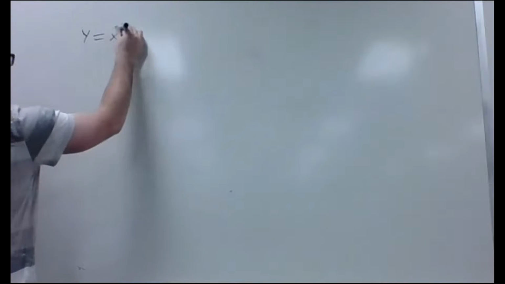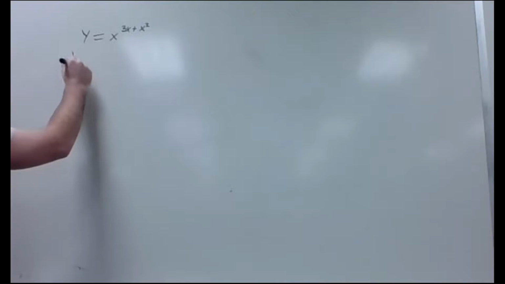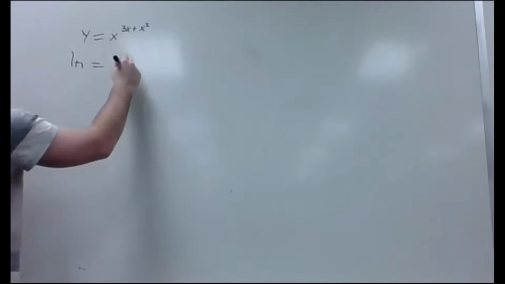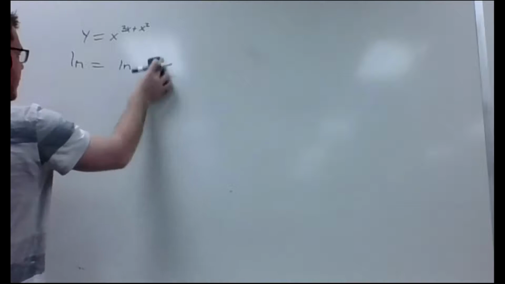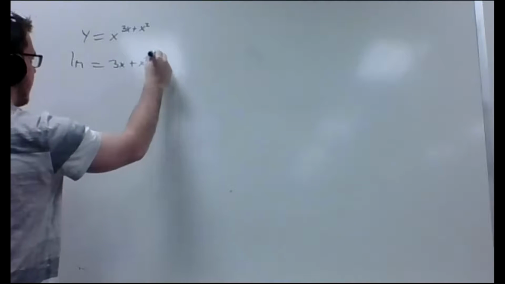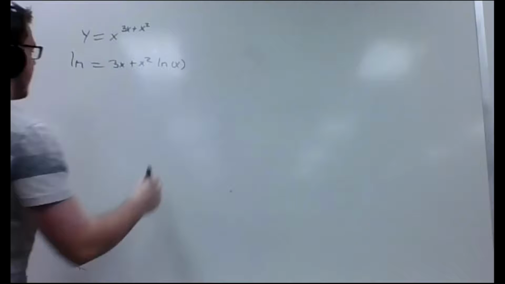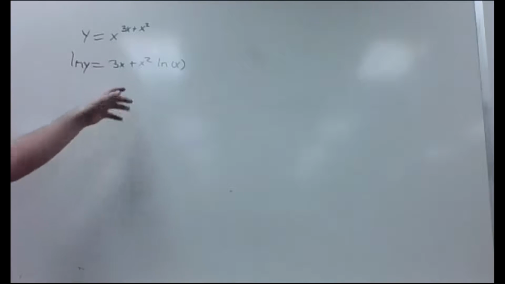Then the other trick is the natural log thing again. So if we had something like y equals x to the 3x plus x squared, we're going to use natural logs again. We can take the natural log of both sides, and the exponent moves in front. So this would be ln y, forgot the y. And then we just use implicit differentiation for this.